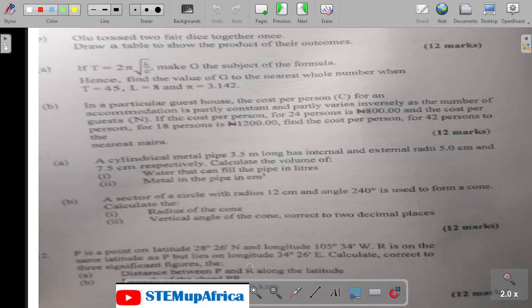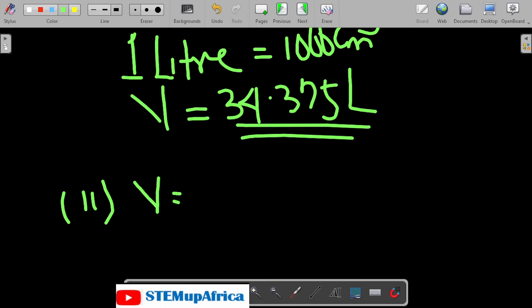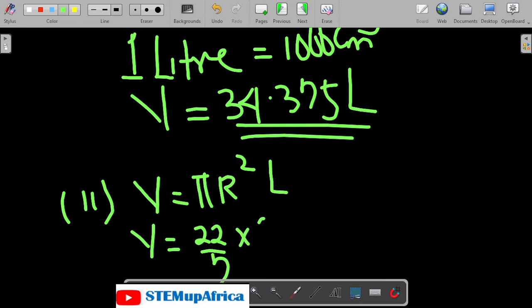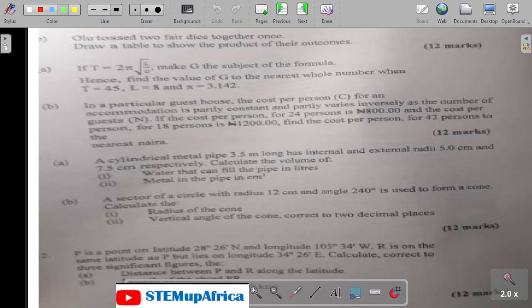Then also say the metal in the pipe. Calculate the volume of the metal in the pipe in cm cube. Okay. The volume of the metal now will simply just be, what we got too. V now just be pi r square L. V now is now what? 22/7 times 7.5 square times 350. What are we having? Times 7.5 square, 22 times 5 square times 350 divided by 7. That will give us 61875 cm cube. That is it.